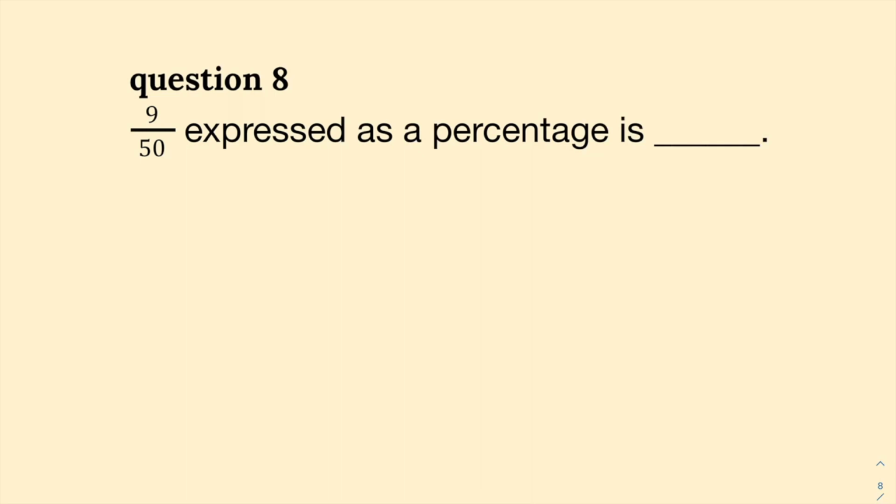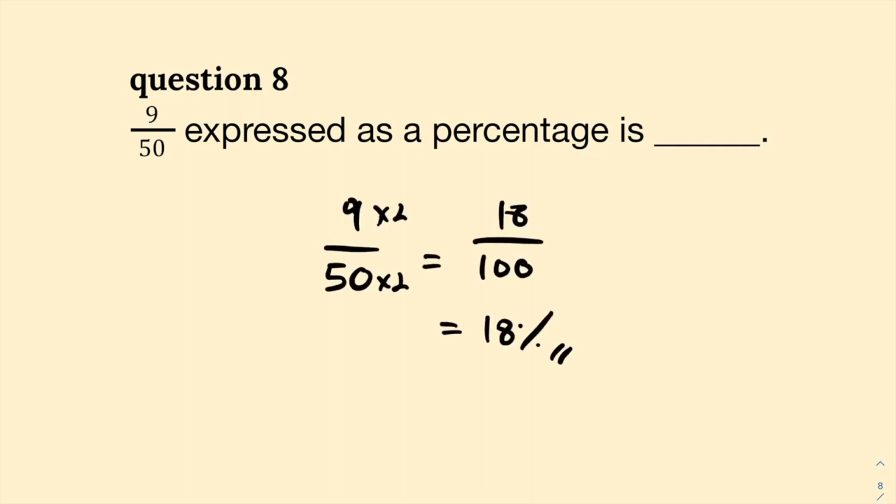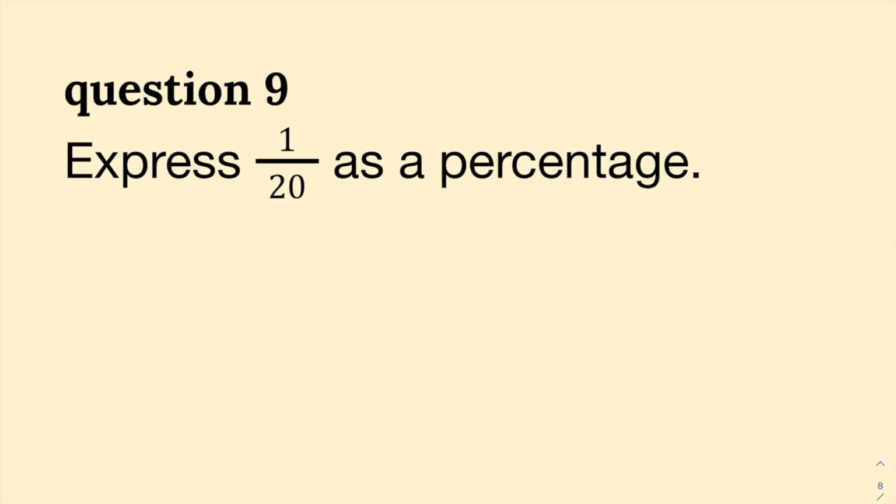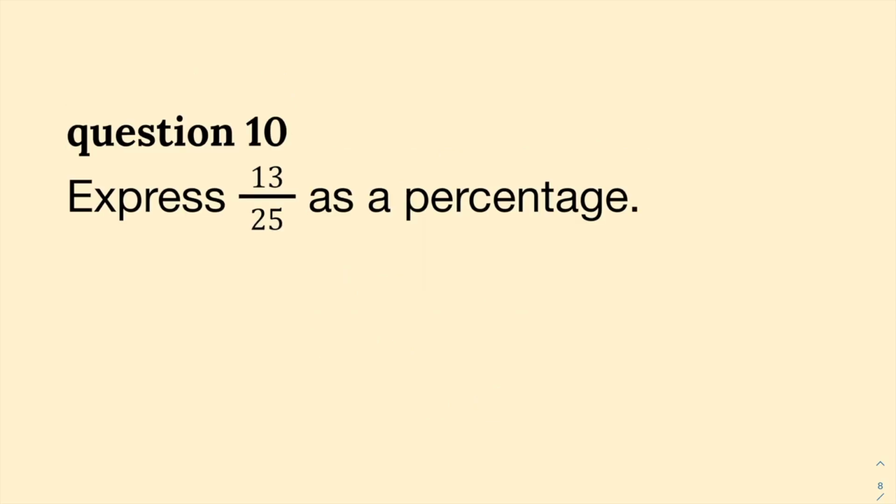9/50 expressed as a percentage. The first thing we do is to write 9/50. Now 50 gets us to 100 really easily. Just multiply by 2. We get 18/100. Therefore, the answer is 18%. Express 1/20 as a percentage. 1/20, another nice number. Get times 5 times 5, and we get to 100. The same for the numerator, and we get 5/100, which is basically 5%.